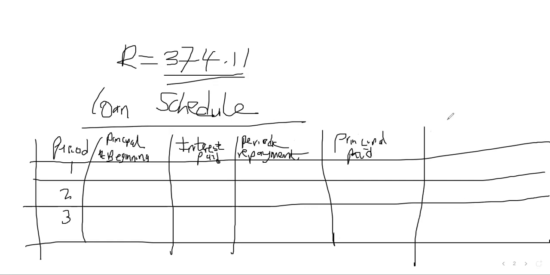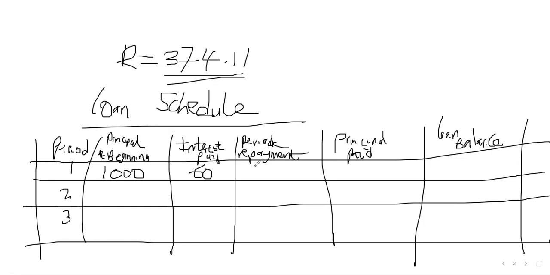Then we have the loan balance. So this is the format that we need to go for as we are getting down to this one. Here is 1,000. The interest paid is 1,000 times 0.06. So it's 60. So you're getting a 60 here.